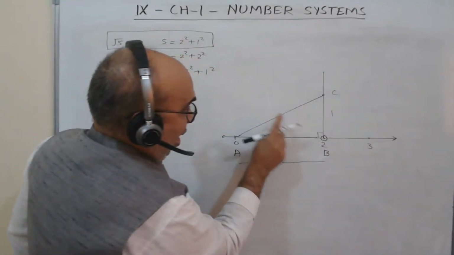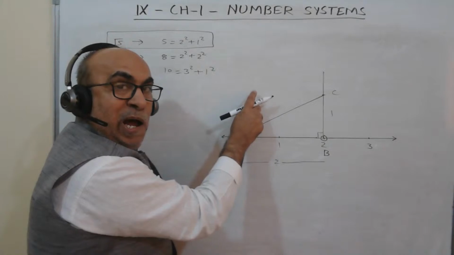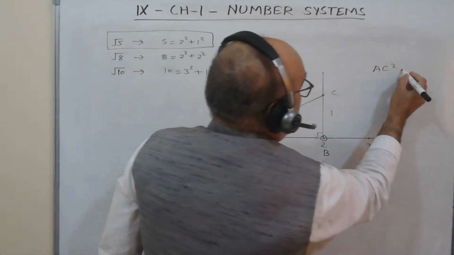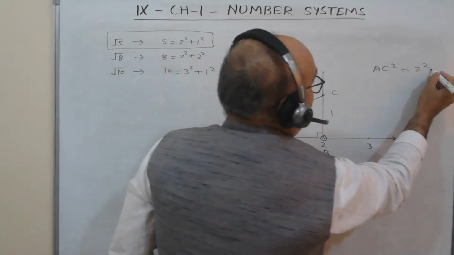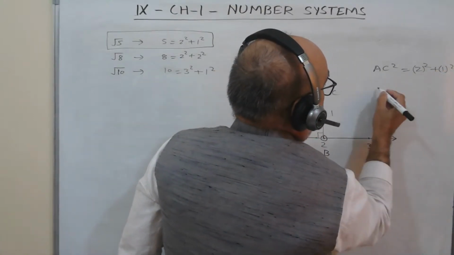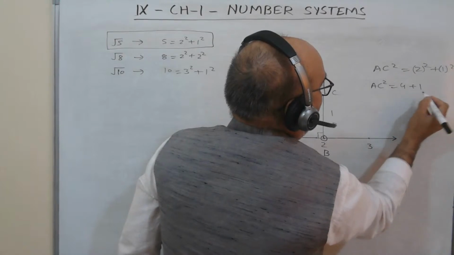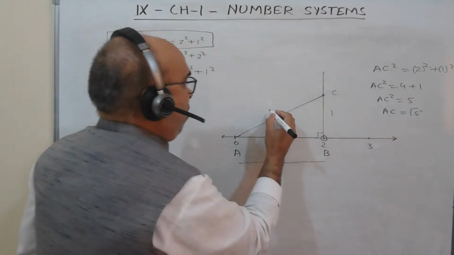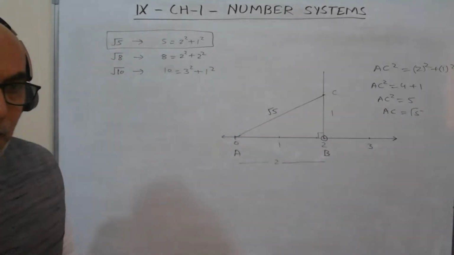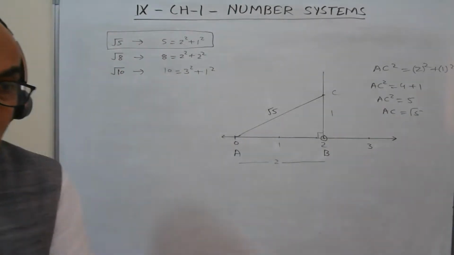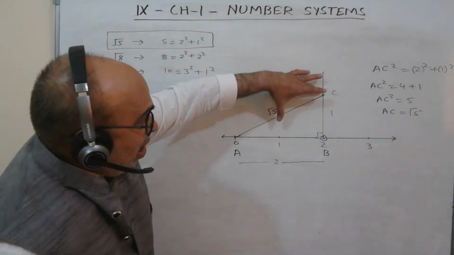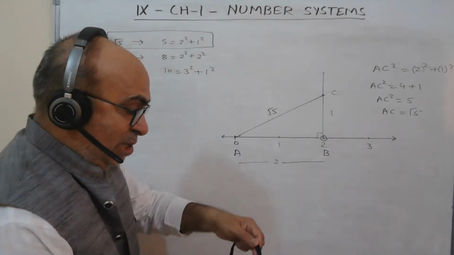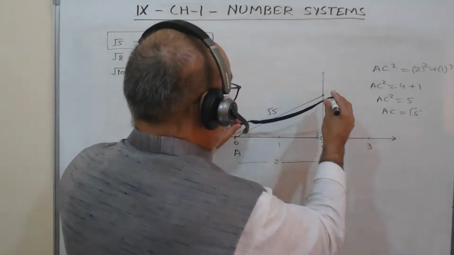Now it is the hypotenuse because it is 90 degrees. So AC squared equals 2 squared plus 1 squared. So AC squared equals 4 plus 1, AC squared equals 5. So AC equals square root 5. So this is square root 5. Now we want to represent it on the number line. We got this distance representing square root 5, but keep it on the number line. So I'm taking this on the number line with the help of a compass.